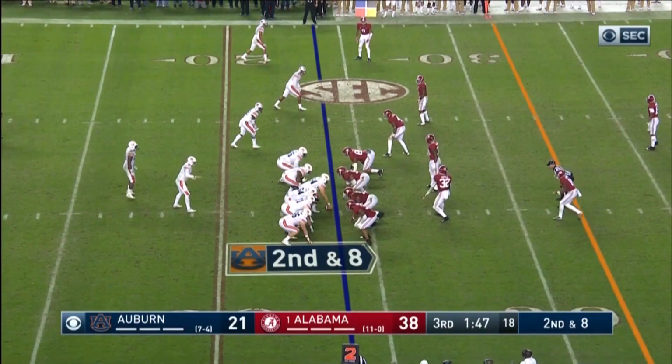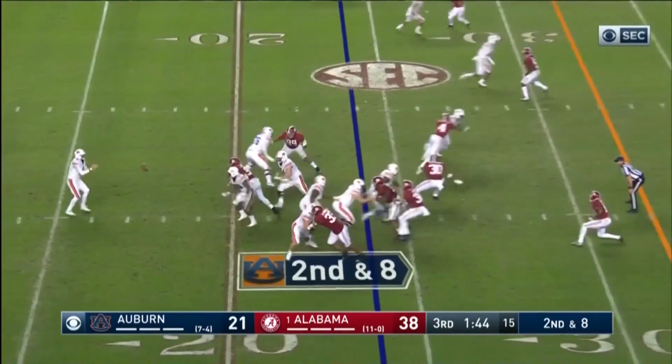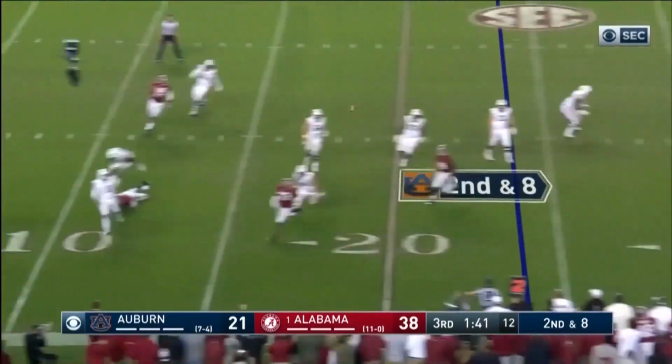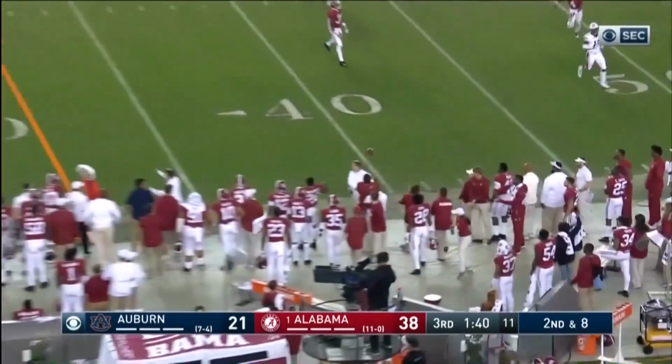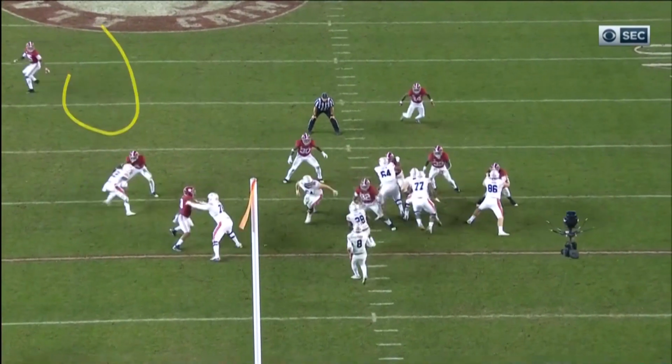Here's a play where the passer gets outside the tackle box and then throws the ball away beyond the line of scrimmage, but he's flagged for intentional grounding. And the question arises, why is this ruled intentional grounding? He got outside the tackle box and he threw the ball beyond the line of scrimmage.